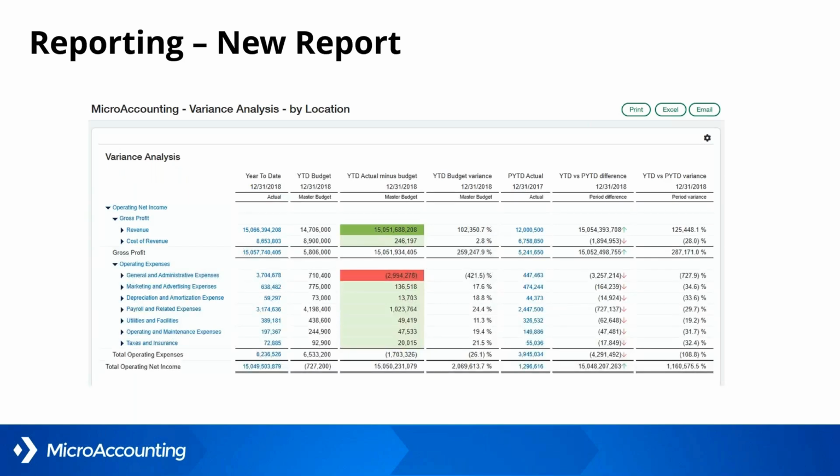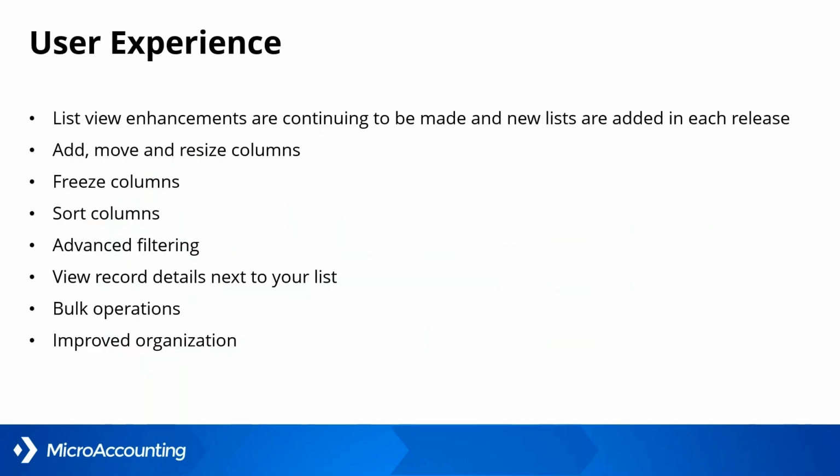So this is just a quick screenshot of the variance analysis by location. It's got year-to-date actual, year-to-date budget, and then that variance with some conditional highlighting and formatting in here as well. Okay, so some predefined variance reports that may be helpful for you as you're reviewing your budget numbers. Okay. A few changes are going to be made to the user experience.